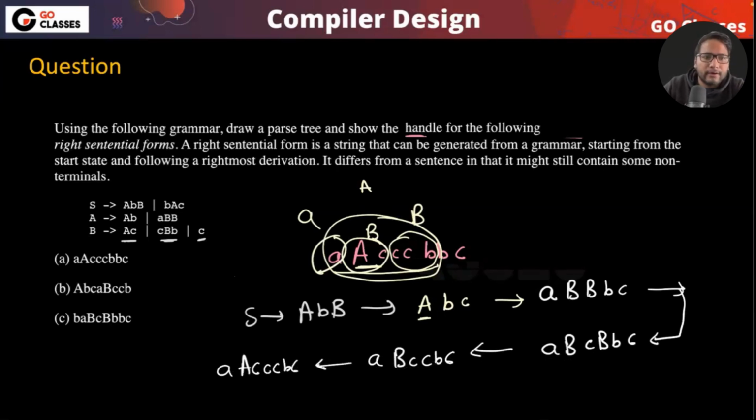Okay, now they are asking for the right sentential form in the system. What is the right sentential form? What I just reduced: the CBC till C is fine, so B has been reduced to AC. What is the handle in this particular string? AC is the handle in this particular right sentential form. Okay, hope you understood. That's how you can do this for B and C also. Just a second, let me go to the next page and write the answer.